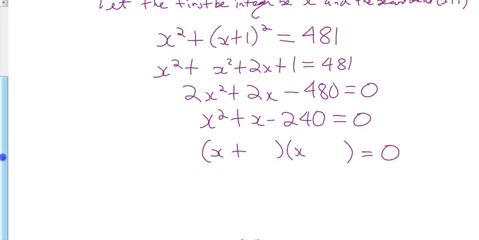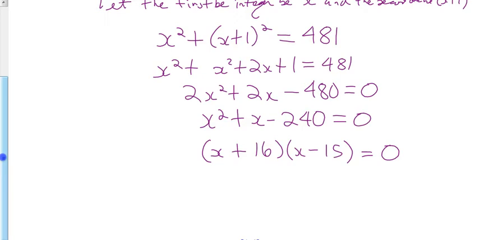All right, so there's a positive factor and there's a negative factor, and the positive factor is bigger. And seeing as they're consecutive, what I would do is start with the square root of 240. What's the square root of 240? 15 point something. So then the numbers are probably 16 and 15.